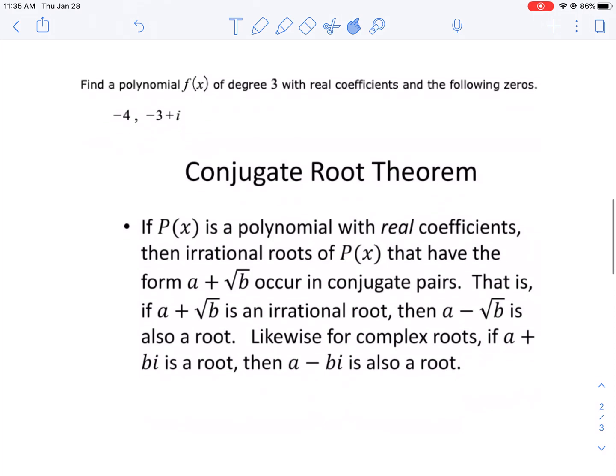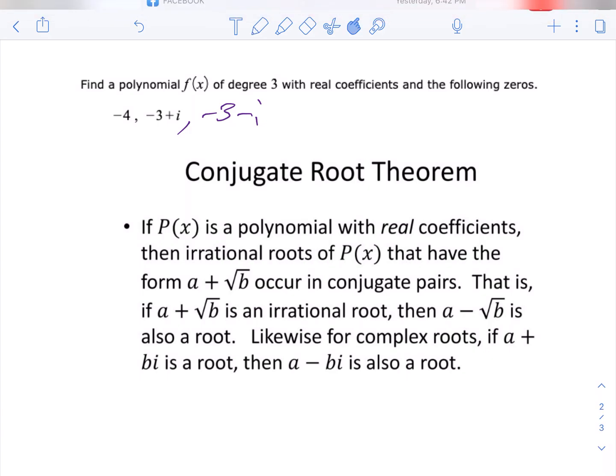Now, the conjugate theorem. It says for a polynomial f of x with a degree of 3 with real coefficients and has the following zeros: one of them is at negative 4, one of them is at negative 3 plus i. And by the conjugate root theorem, if you have complex numbers, they come in pairs: a plus bi and a minus bi. So I've got negative 3 plus i. That means another zero would be negative 3 minus i.